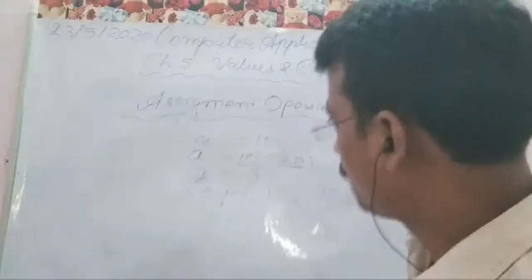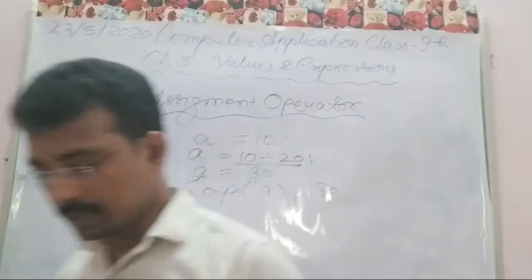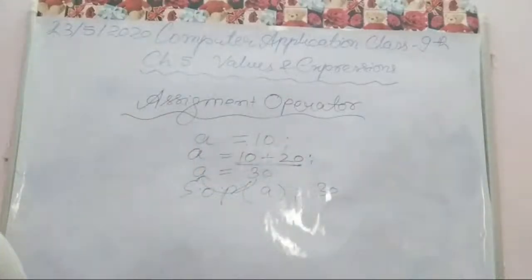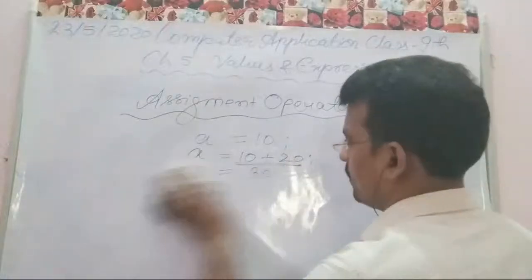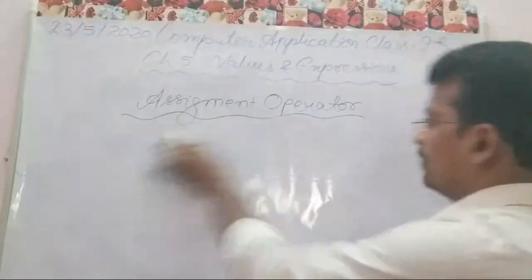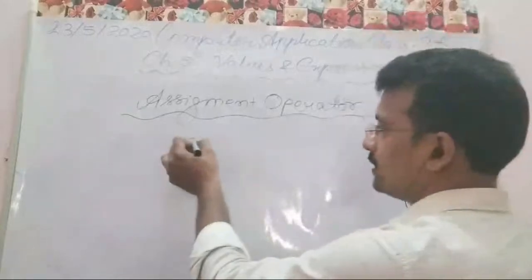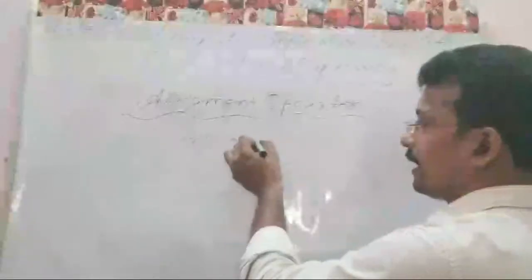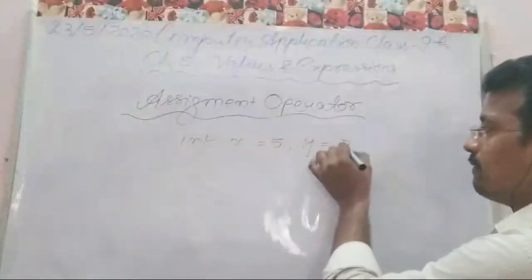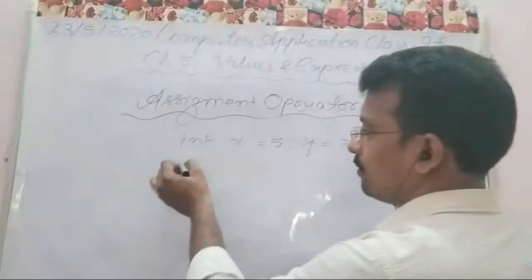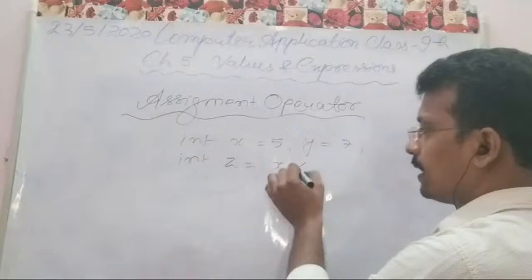So this way the assignment operator is used. Clear? The same way you can also perform some operations. Suppose integer x equal to 5, y equal to 7. You can perform the operation like this: z equal to x into y.